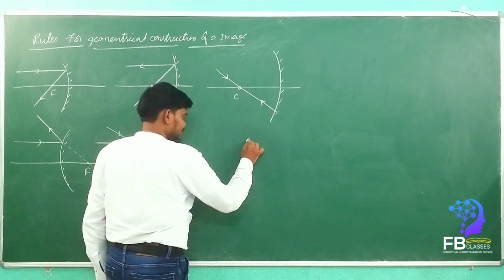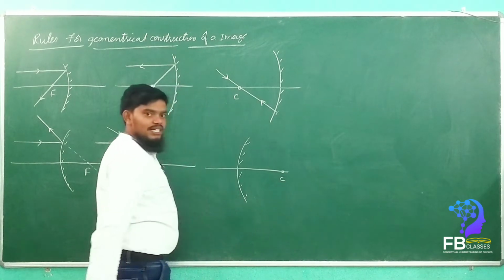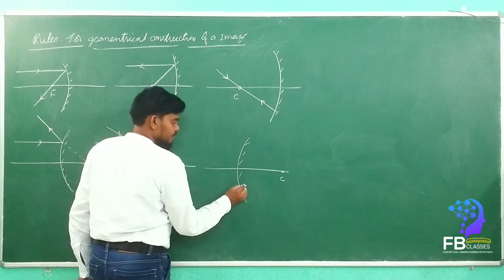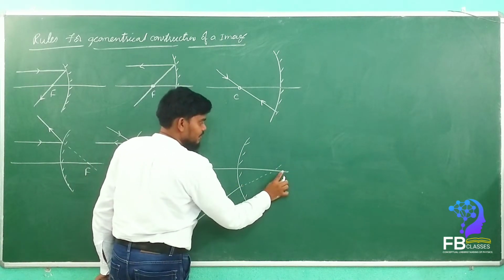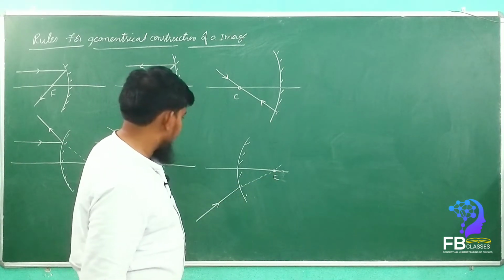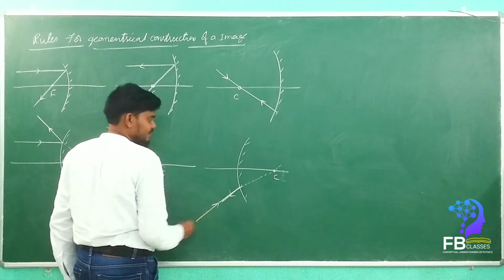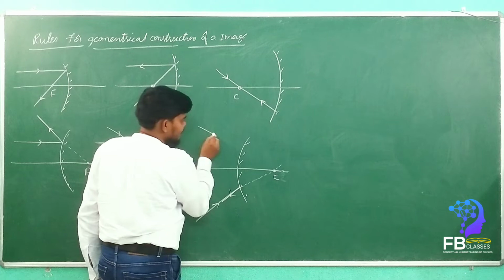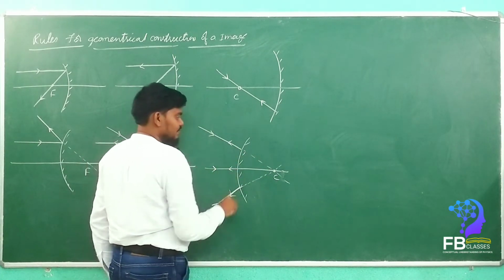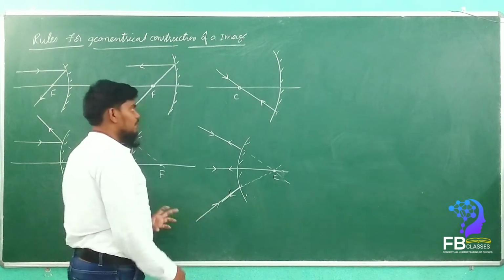If you want, we can take the convex mirror. For the convex mirror, this is the center of curvature. If the light ray is directed like this, it appears to pass through the center of curvature. Are you getting my point? Now this ray will trace back like this. So if the light ray is passed through the center of curvature, it retraces back the original path. This is the third rule.